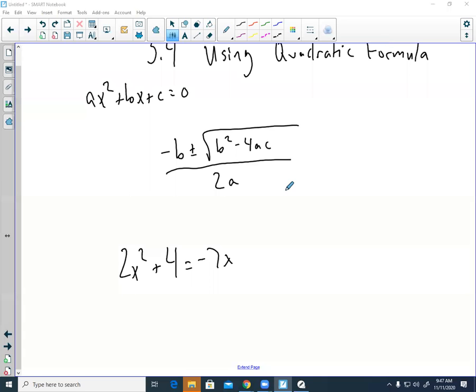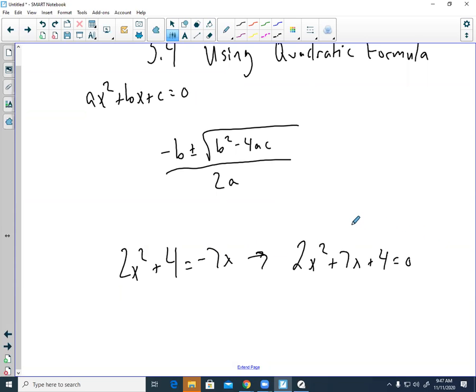So now what we're going to do is move everything over to one side of the equation so that we can solve it very easily. But remember, they have to be in the form of equals 0. So I'm going to move that negative 7x over. So it's going to be 2x squared plus 7x plus 4 equals 0.